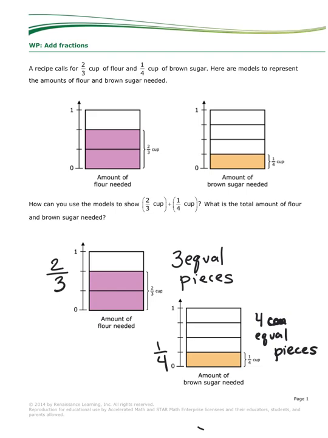models to do that. I'm going to take this model here that shows us the flour, and I'm going to cut it into 4 equal pieces. So that has the effect of multiplying both the numerator and the denominator times 4. Now, instead of 3 equal pieces, I can see 12 equal pieces represented.